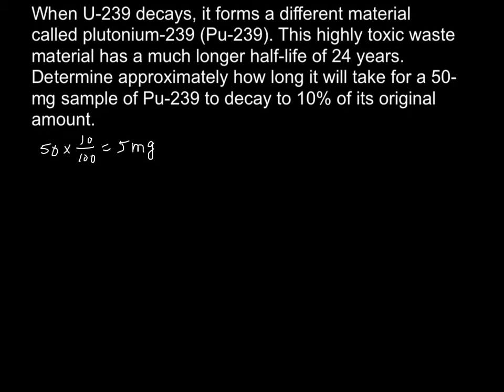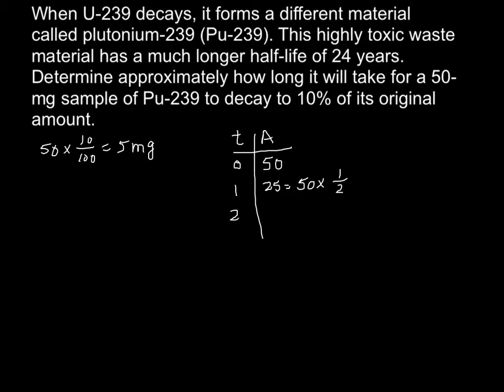Let's draw a table of values here. Let's have T and A for the amount of material left. T here does not represent years. Let's say T represents the number of half-lives. This means one half-life is 24 years, two half-lives is 48, and so forth. So initially, when there is no half-life, we have 50 milligrams. When one half-life has passed, we know that half of the material is gone. So we will have 25, which is the same as 50 times half.